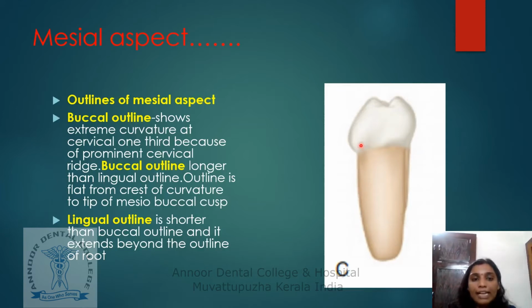Also, this outline is flat from the crest of curvature to the tip of the mesiobuccal cusp. After the maximum curvature at the cervical third, from here to here, it is flat. Also, the lingual outline is shorter and it extends beyond the outline of the root. This is the outline of the root, and it is extending beyond it.